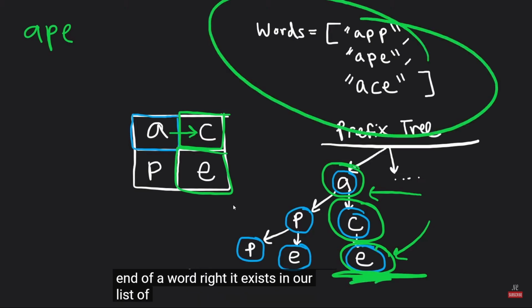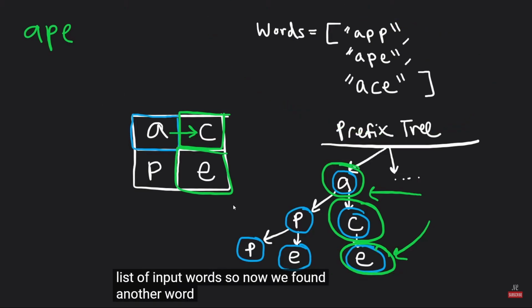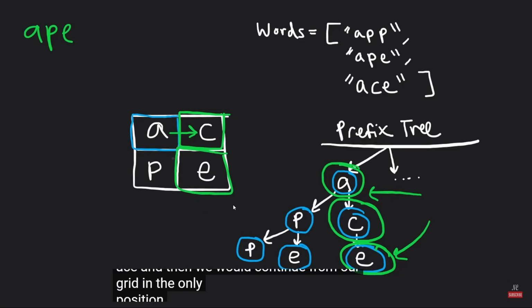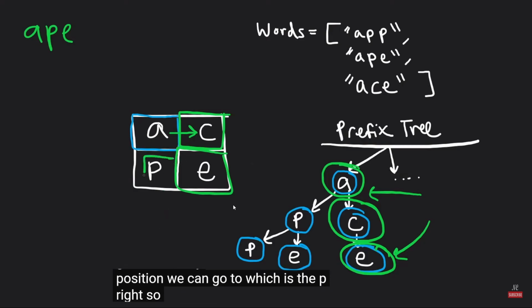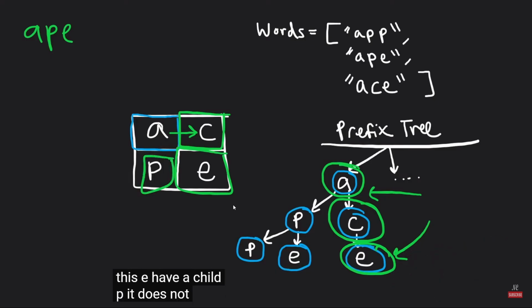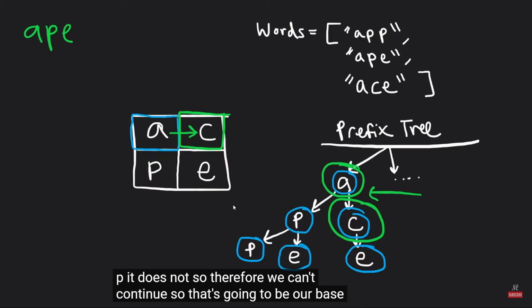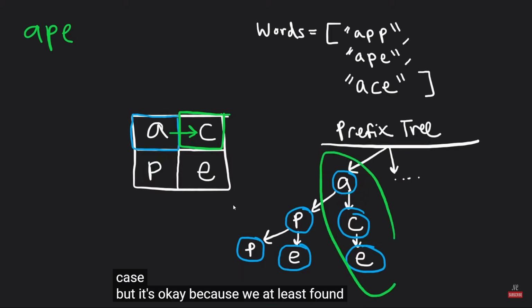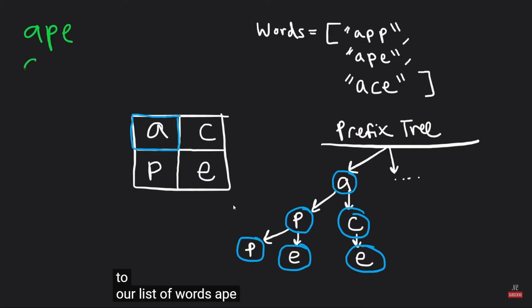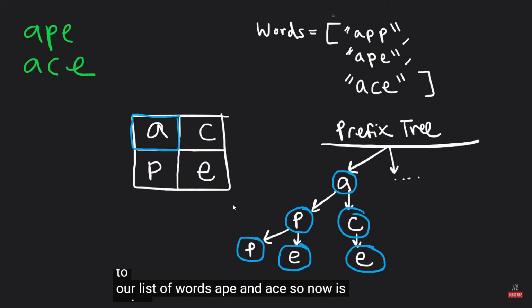It exists in our list of input words, so now we found another word, ace, and then we would continue from our grid in the only position we can go to, which is the P. So we'd add a P, we'd say, okay, does this E have a child P? It does not, so we can't continue, so that's going to be our base case, but it's okay because we at least found one word, so we can go ahead and add that to our list of words, ape and ace.